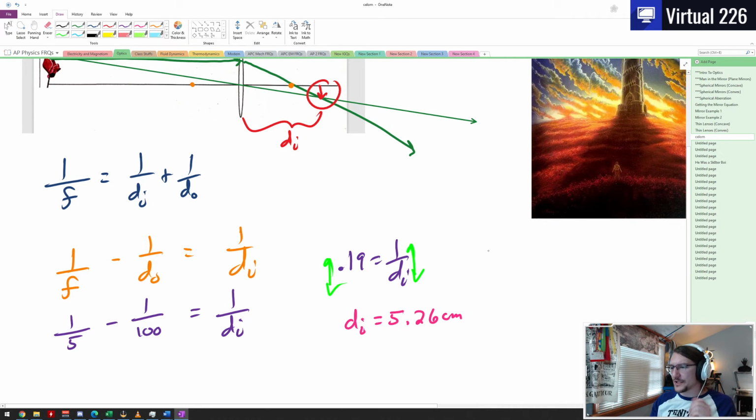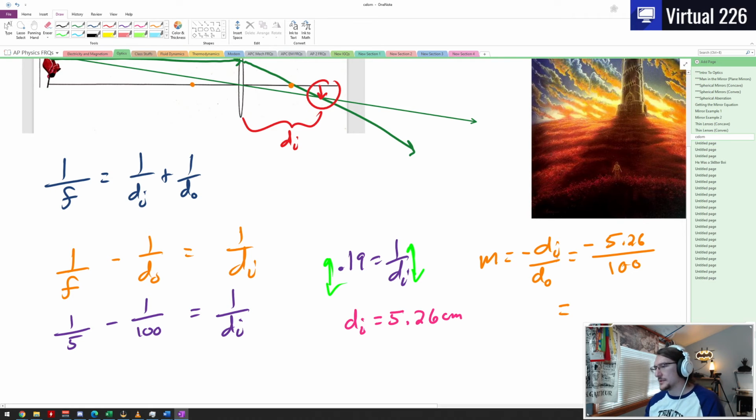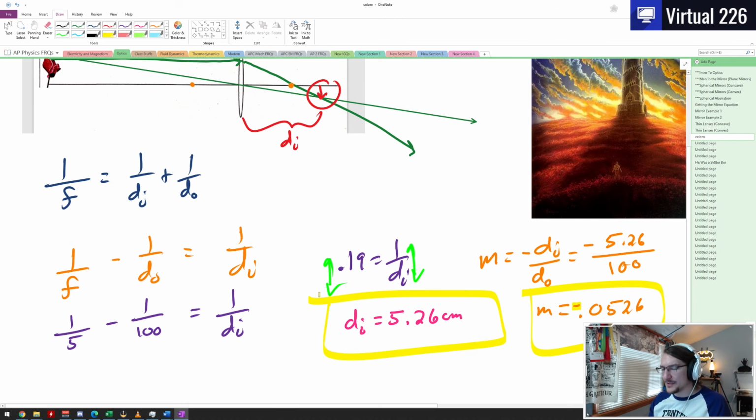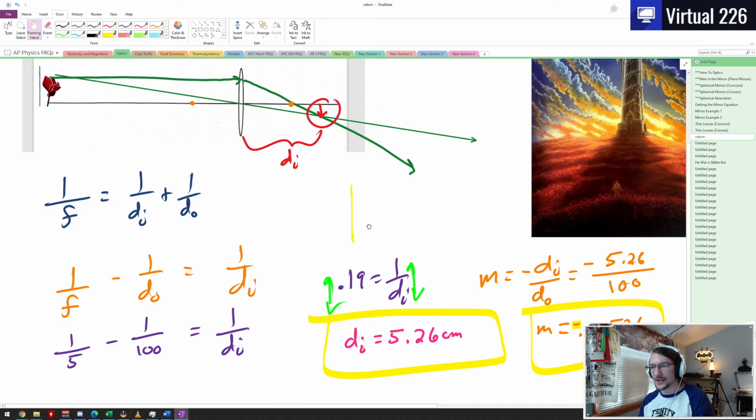If we want to figure out the magnification, we know magnification equals the negative of di over do. The negative represents that we are inverting here, flipping, making that the real image. Then we have 5.26 divided by 100, very small, only about 5%. What is 5.26 divided by 100? Well, I could do that in my head, that's so silly. It's going to be 0.0526 on the negative, meaning that it's inverted. So that's our magnification, that's our image distance, and we saw that in our ray diagram right up here.